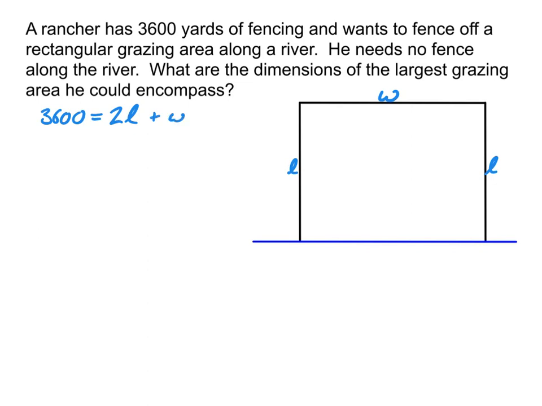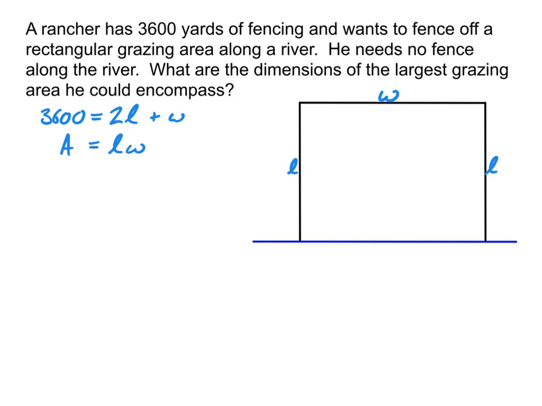All right, now I know I'm going to need another equation in order to be able to do this. The other equation always comes from whatever it is that we're trying to maximize or minimize. In this particular problem, we're being asked what are the dimensions of the largest grazing area that he could encompass. Awfully convenient for us to use the word area there. So it tells us that it's going to be an area equation that we're going to be trying to maximize. So I'm going to do area equals, and the area of this rectangle would just be length times width.